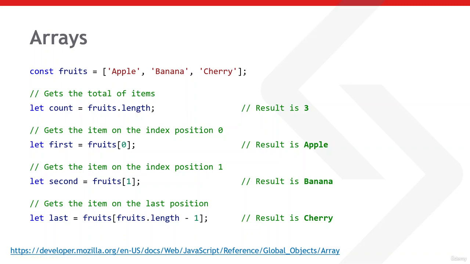Also, I could get an element from a specific position. Let's say I want to get the first fruit. I would use the name of the array, and between square brackets, I could include what is the index of the element I want to retrieve. Just remember, the array starts with 0. So the first element is going to be 0, the second one is going to be 1, and then this is going to be 2.